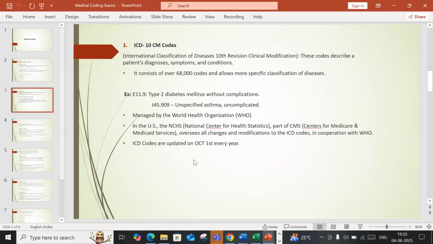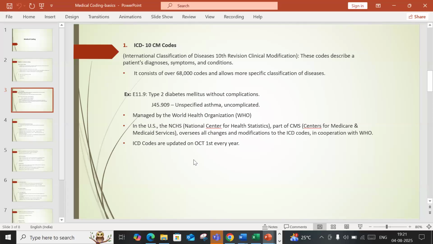Like that, every year on October 1st, they will be adding some new codes, which means any new disease they have come across or that has newly arisen, they will develop an alphanumerical code for that, and that code they incorporate in the manual. Likewise, the old codes they will be removing from the manual.